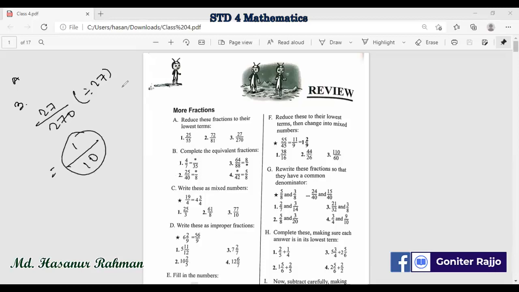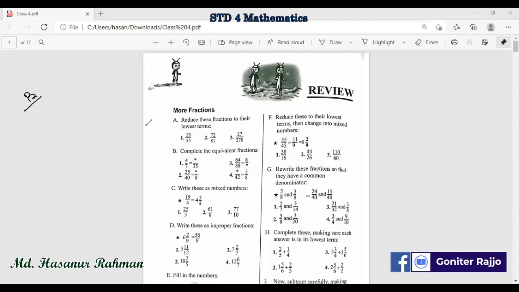Actually, 27 is the HCF of 27 and 270. Okay. And if you want to find the prime factors, you will get the same result also. Very simple problem. Now, number B. Number B says complete the equivalent fraction.